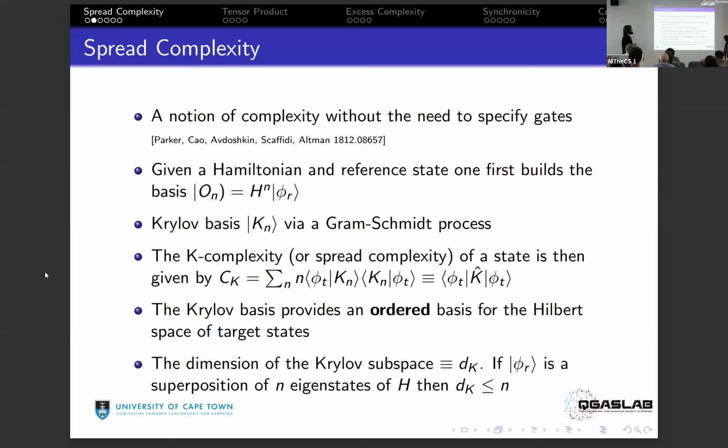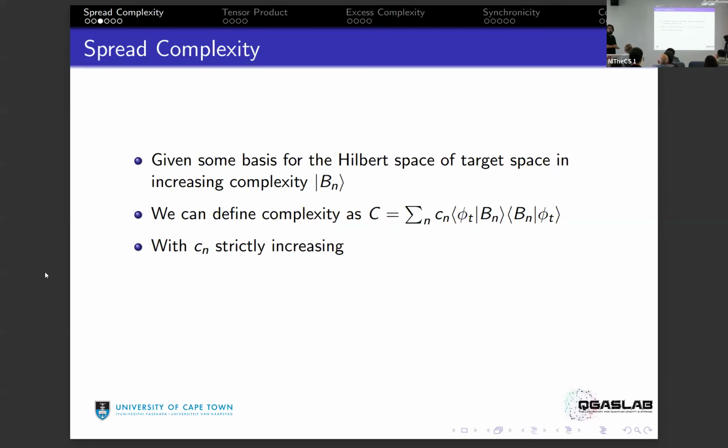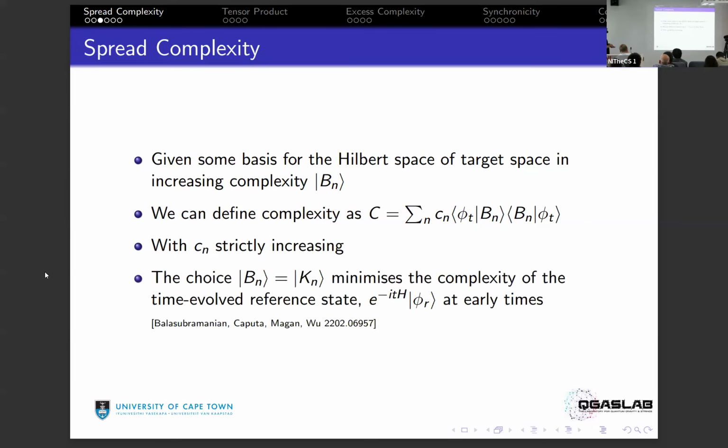Now, you may have one criticism. I said that this was first introduced as a way to define complexity in a more redundant-free way, or not redundant-free, but with fewer redundancies. But this cost function we've written down is certainly dependent on the basis. So why the Krylov basis? There's a naturalness argument for why the Krylov basis is the appropriate one to use. It's basically the following. If you were to consider any other basis, and you say, I'm going to build a similar cost function with increasing numbers, and I compute the complexity of the time evolved reference state.